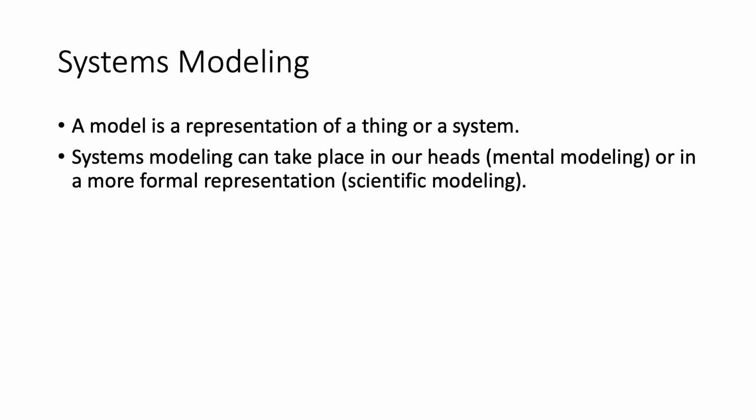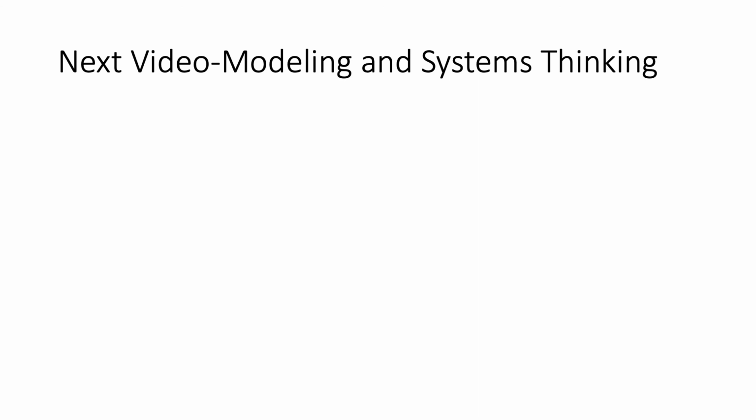So what is systems modeling? Well, a model is a representation of a thing or a system, and systems modeling can take place in our heads, such as mental modeling, or in a more formal representation, such as scientific modeling. In our next video, we will be talking about modeling and systems thinking more deeply.